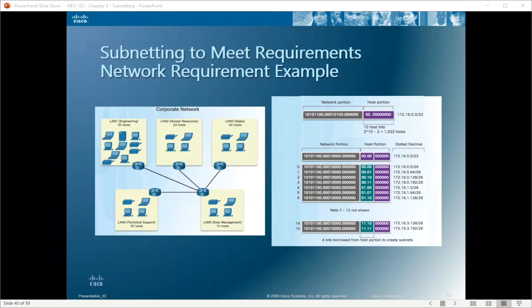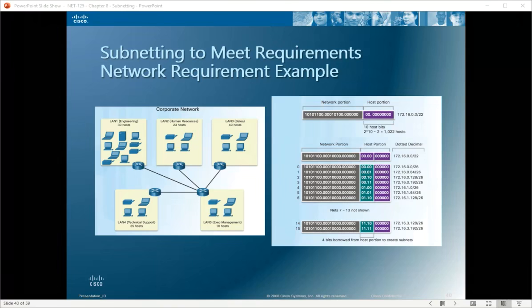So again, 2 to the 0 is 1. 2 to the first is 2. Then 4. Then 8. 16. 32. No apologies needed. That's the whole point, is that we've got to practice. So 2 to the 5th power is 32. So we need at least 5 host bits to cover LAN 1. What about LAN 2, 23 hosts? Are we able to reduce that by any amount, or do we still have to stick with 5?